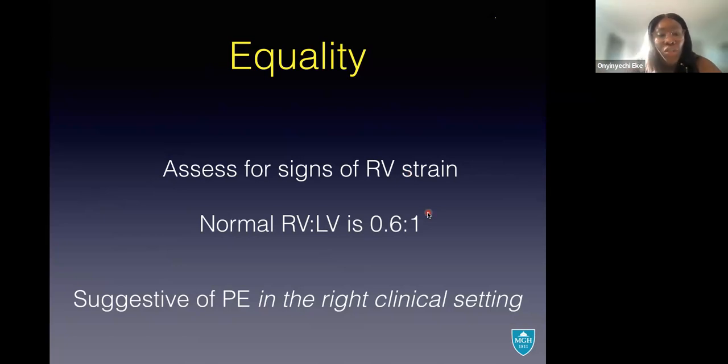But in this case, let's just consider that we are looking at a patient who has never had heart issues in the past, no prior echoes, they've never had an echo, or the echoes have been normal. And then we see that the right heart is huge. And they're in respiratory distress, they are hypoxic. Then I'm going to be concerned for a PE.